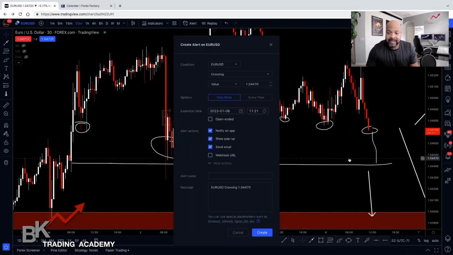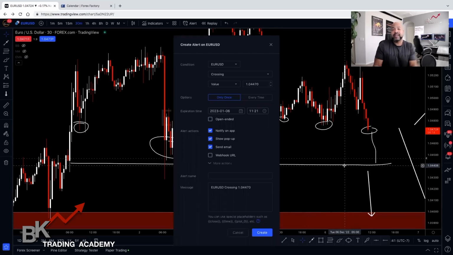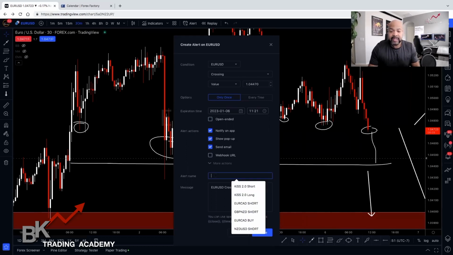I like to set an alert at least 10 to 20 pips above where I'm expecting to possibly buy, because first I'm setting an alert to say, okay, I know that this is a hot area. I want to observe this and analyze this a bit further before I take the trade. So I would put an alert name here, something like Euro USD possible buy, right? And I would do the same thing in the message here.